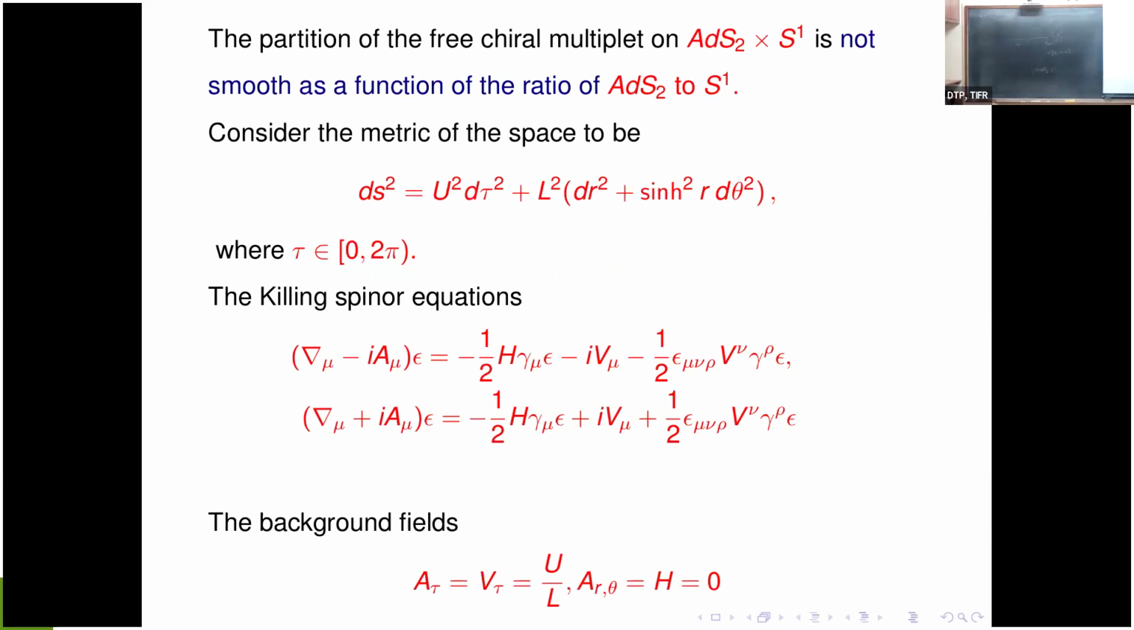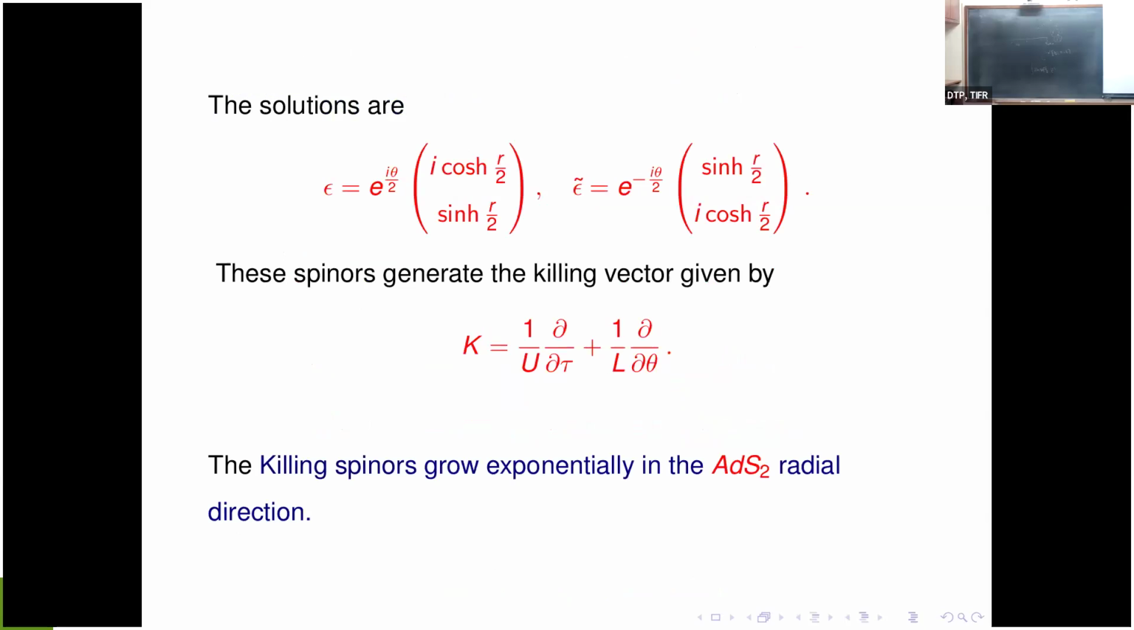We look at the partition function on AdS2 times S1, right? And because of this phenomenon, it is not a smooth function of the ratio of the radius of AdS2 to S1. So this is the metric, and this parameterizes the radius of S1. This parameterizes the radius of AdS2, and because it's a rigid background, there is a certain set of Killing spinor equations you have to satisfy. And so these are the Killing spinor equations, and there are some background fields you have to turn on because of the rigid AdS2 times S1 background, to ensure that we have supersymmetric Killing spinors. And here are the Killing spinors.